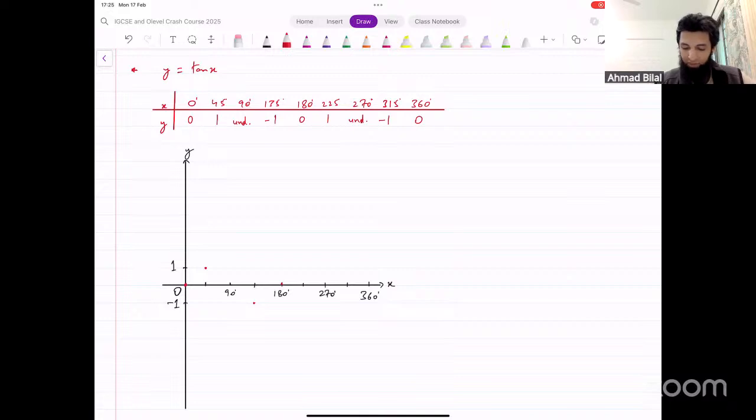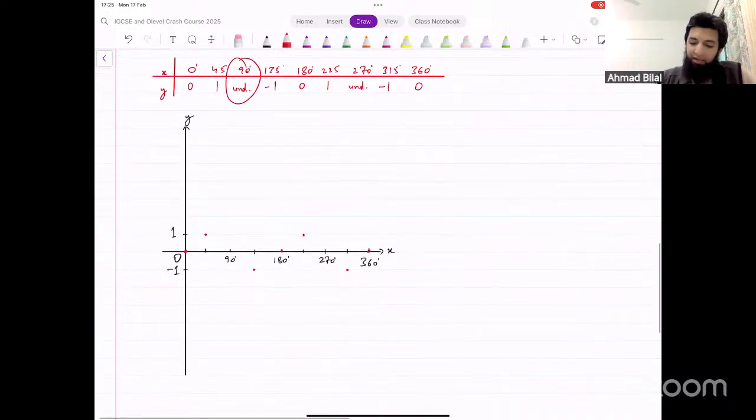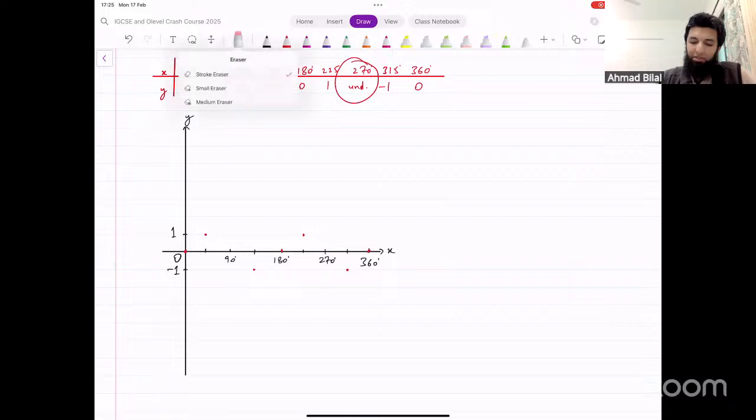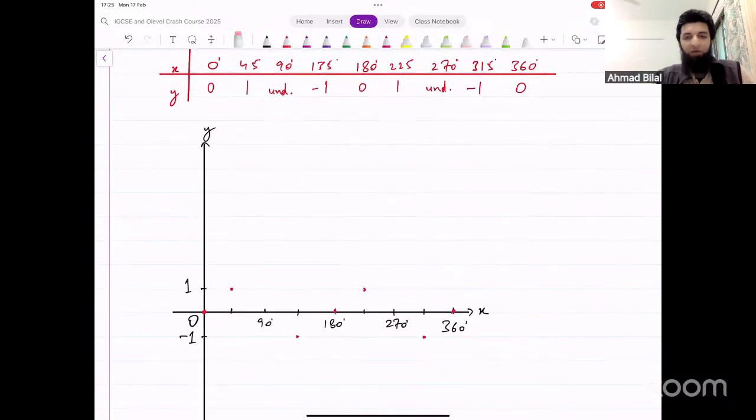At 225, it's 1 again. At 270, it's undefined. We skip that. At 315, it's -1. And at 360, it is 0 again. Now at 90 and 270, the graph is undefined. What does that mean? If the function is undefined, that means there's going to be no y value when x is 90, and there's no y value when x is 270.